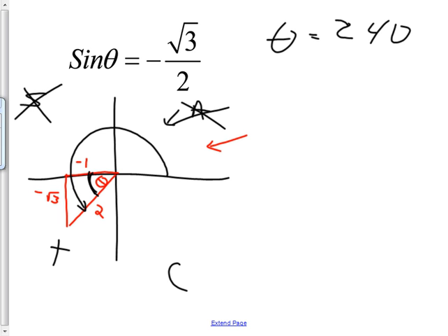Because sine of 60 would have been back here, and it's totally different. We weren't over there. We were all the way around here. 180 plus the 60. Final answer, the theta must have been 240. All right.